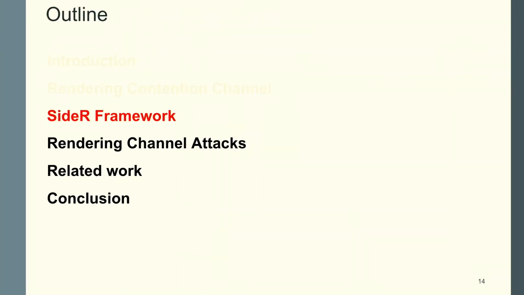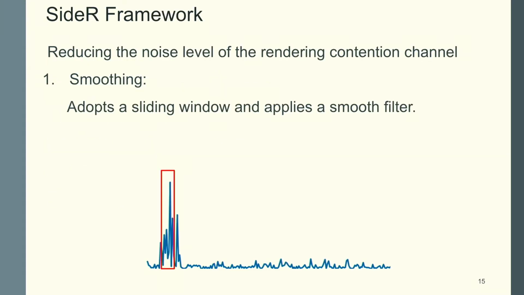According to these findings, we design and deploy a framework, SetRendering. The SetRendering framework reduces the noise level of the rendering contention channel. The bottom curve is the raw data, and we can find a lot of noise in the raw data. Thus, the SetRendering framework has two steps to deal with the data. The first step is smoothing. Smoothing adopts a sliding window and applies a smoothing filter.